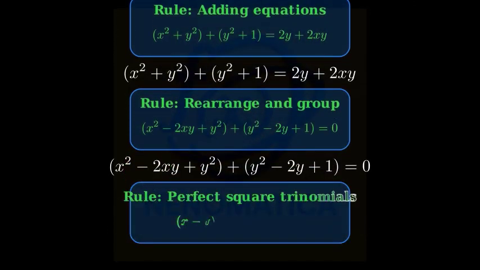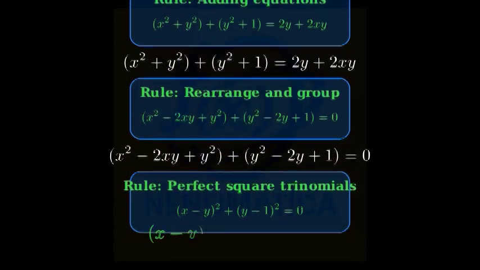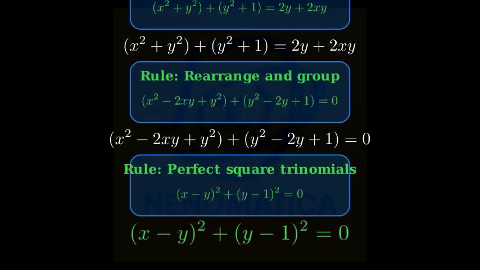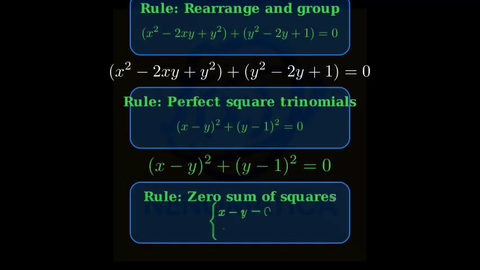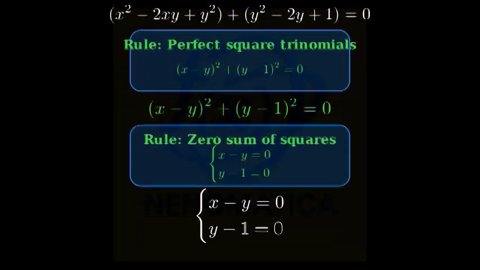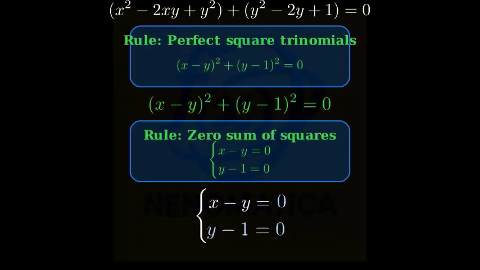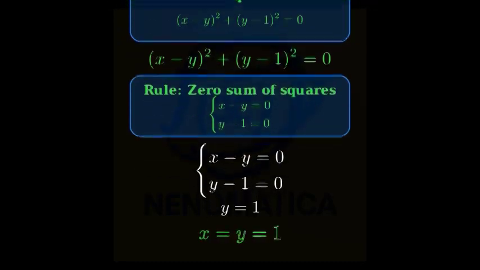Step 3. Recognize perfect squares. Each group is of the pattern a squared minus 2ab plus b squared. Now rewrite as squares added together. A sum of two squares is 0 only when each square is 0. So we set x minus y equal to 0 and y minus 1 equal to 0. From the pair we get y equals 1, and therefore x equals y equals 1.